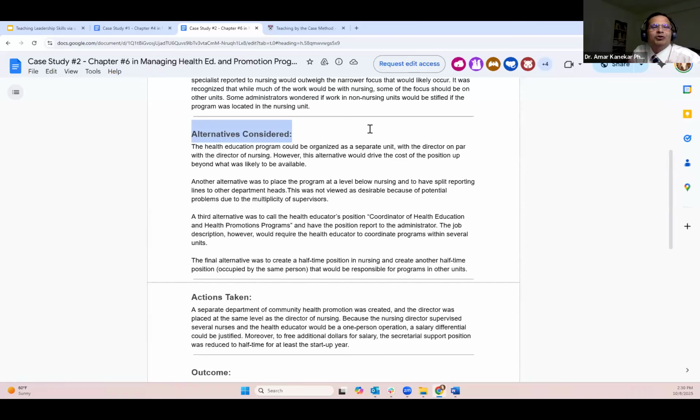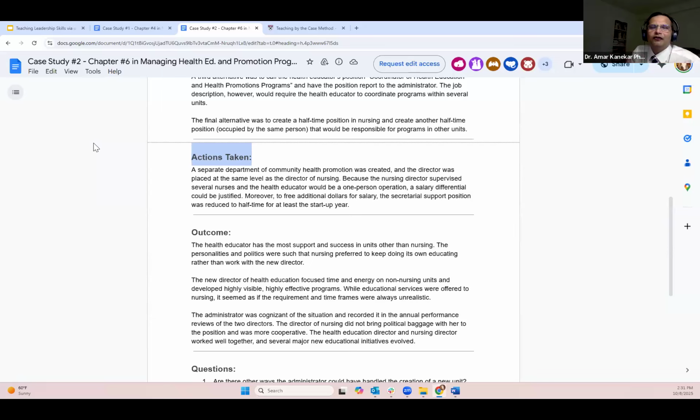A separate department of community health promotion was created. So that was the action taken, and the director was placed at the same level as the director of nursing. Because the nursing director supervised several nurses and the health educator would be a one person operation, a salary differential could be justified. Moreover, to free additional dollars for salary, the secretarial support position was reduced to half time for at least that startup. So there are a lot of things to think about as we are discussing this case study, and then we look at what the outcome was.